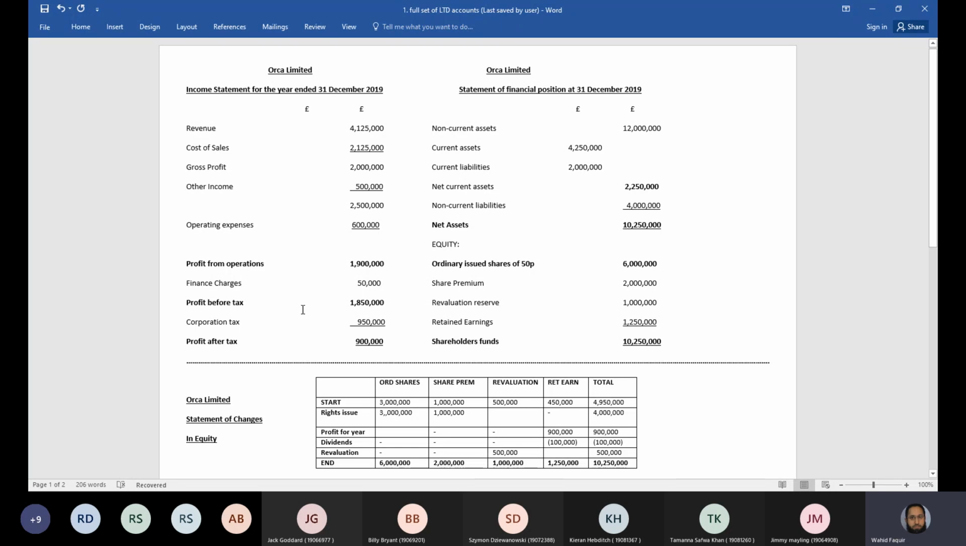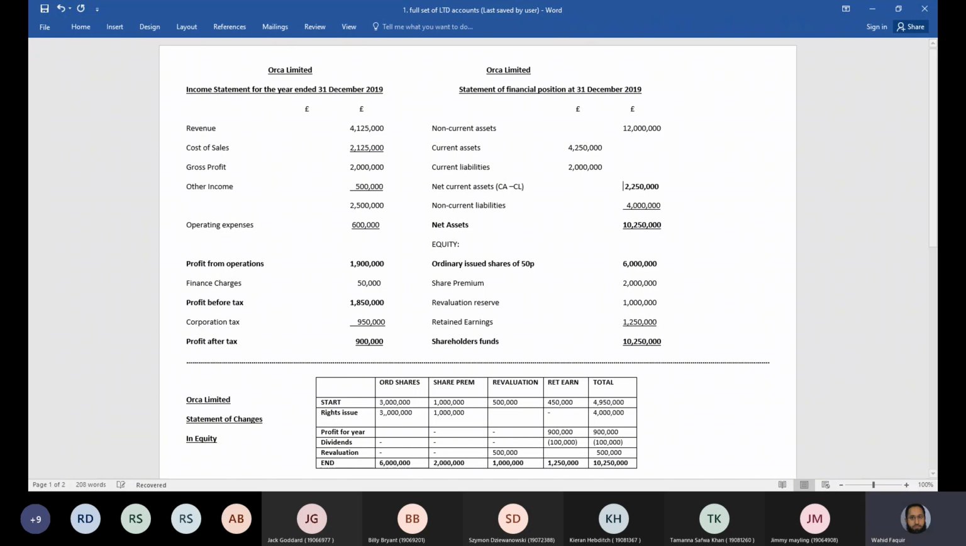Then we do profit before tax. Then we apply the tax. We take this figure off, of course. Then we're left with the final profit there. The statement of financial position, top half is pretty much the same. You've got your non-current assets. Current assets minus current liabilities gives you net current assets.